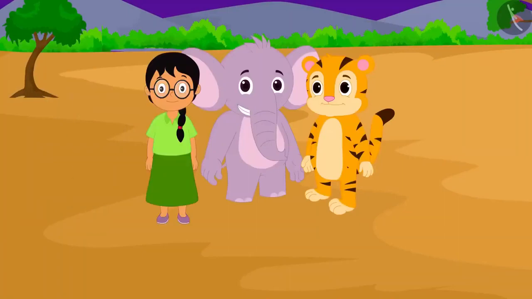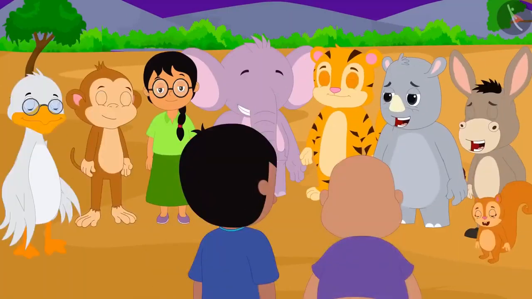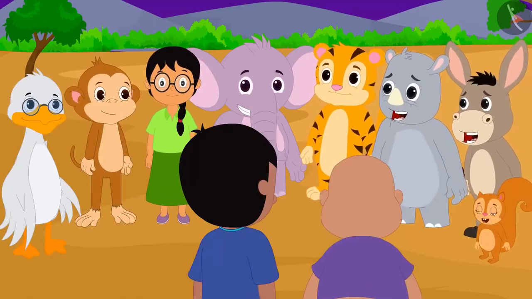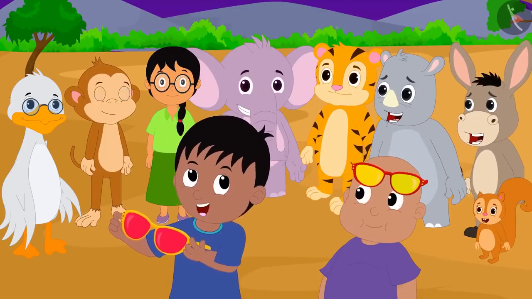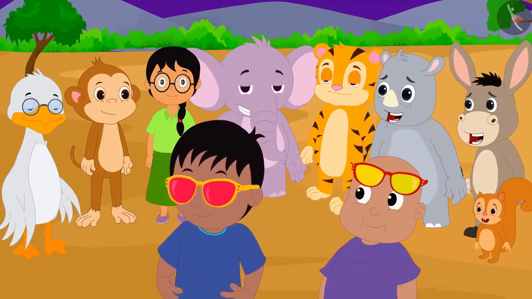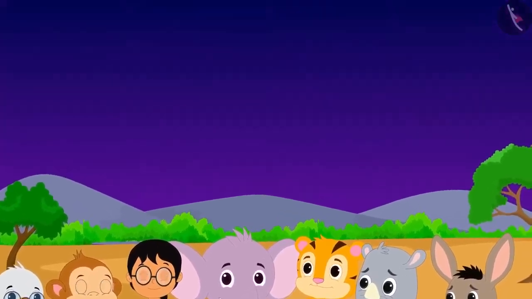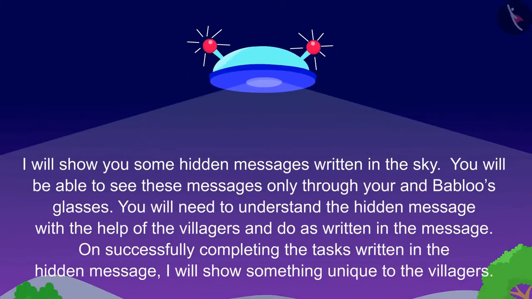Raju and Bablu gathered all the villagers in the playground as per Jeev's letter. Now, Raju put on his glasses and looked in the sky towards Jeev's flying saucer. Raju saw this written in the sky.